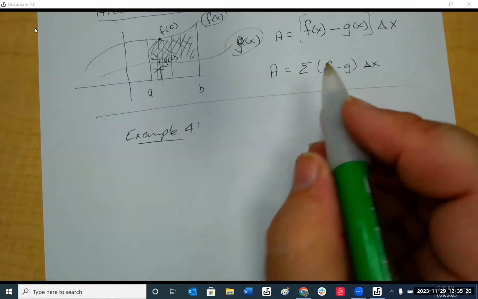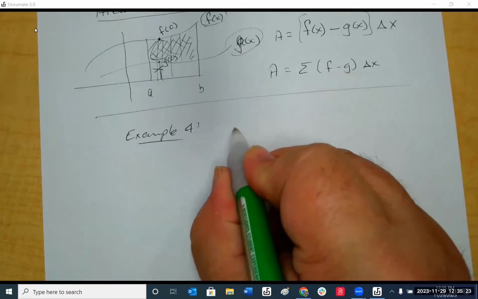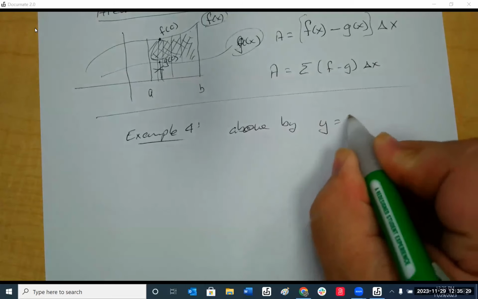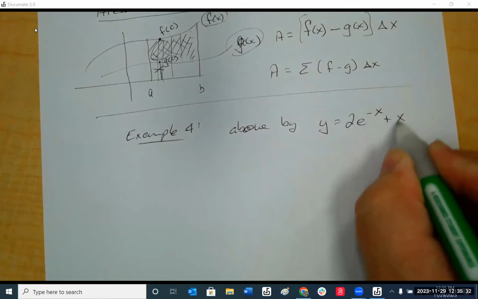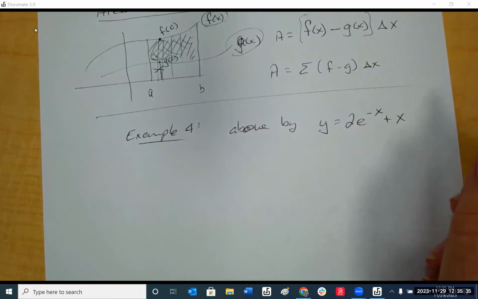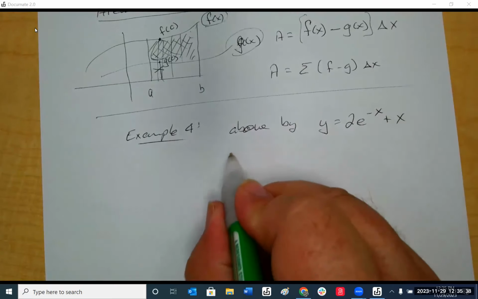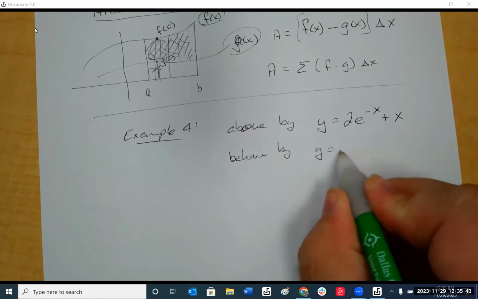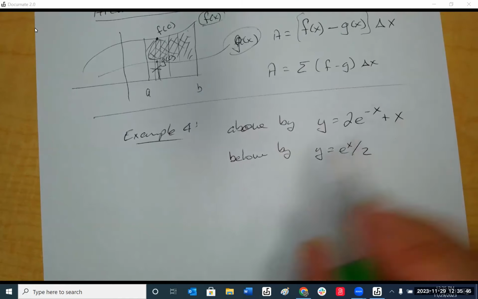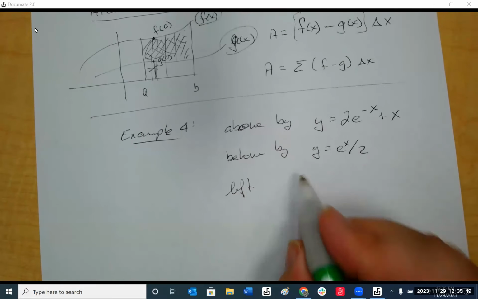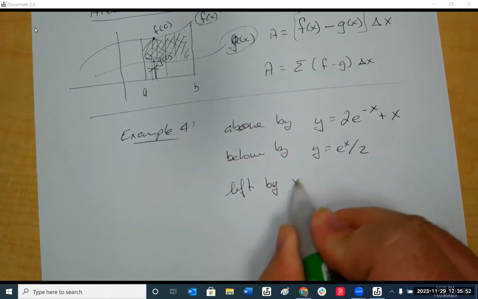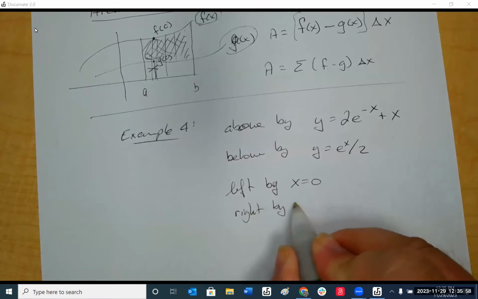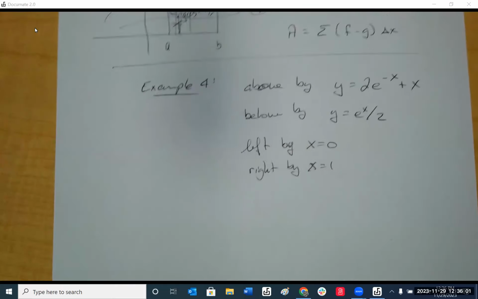So, example 4. Find the area of the region bounded above by 2e to the negative x plus x, below by this curve, on the left by x equals 0, and to the right by x equals 1.